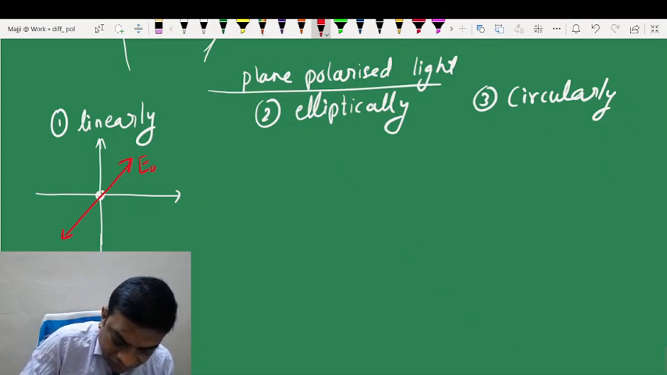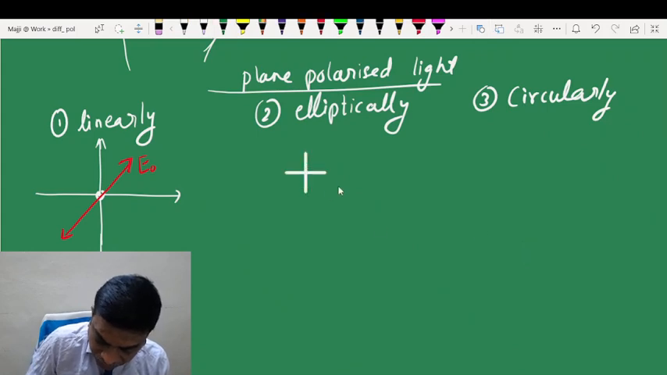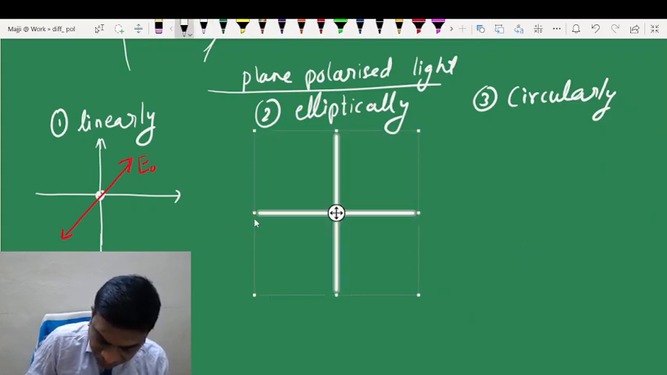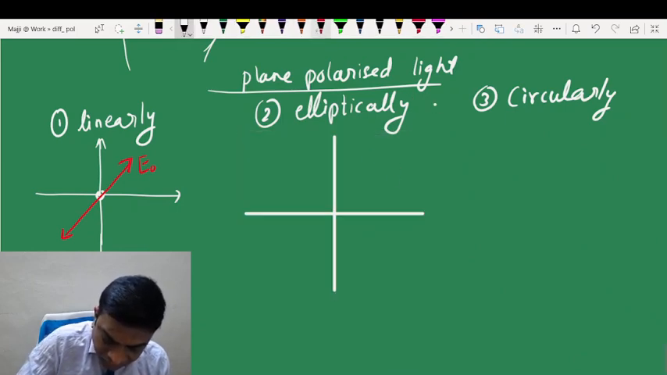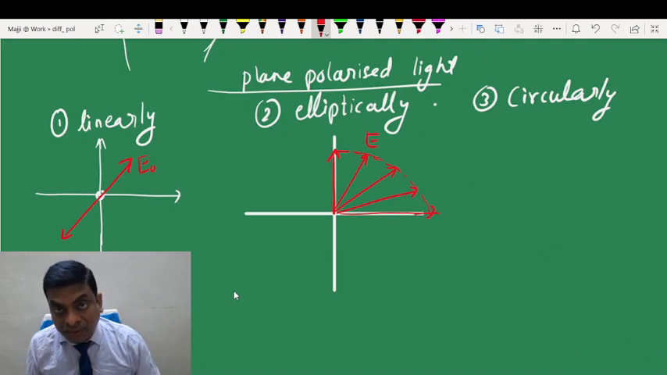Now similarly, suppose you have a situation in which the electric field vectors are in different directions. For example, at one point of time you have the electric field like this, at another point of time it is in this direction, then at another point of time it is in this direction, and at another point of time it is in this direction. So if you join the tips of the electric field vectors, they lie on an ellipse.